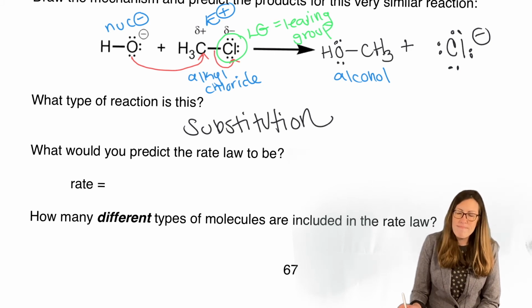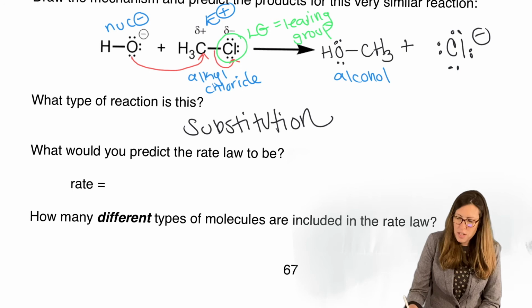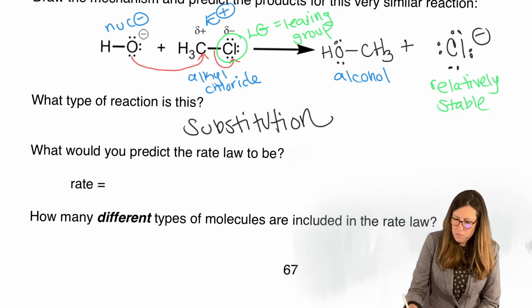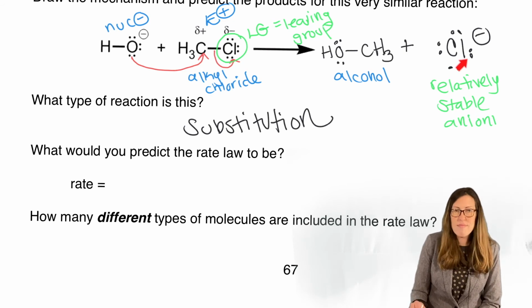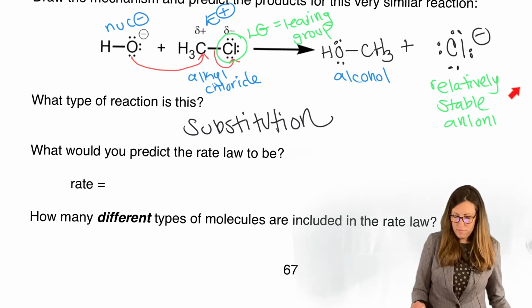Same rules. It's a relatively stable anion. The consequence of it leaving is gaining charge. But it's a relatively stable anion, so it can leave. So leaving groups have that in common. When they leave, they're okay with the charge they generate, or the change in the charge.